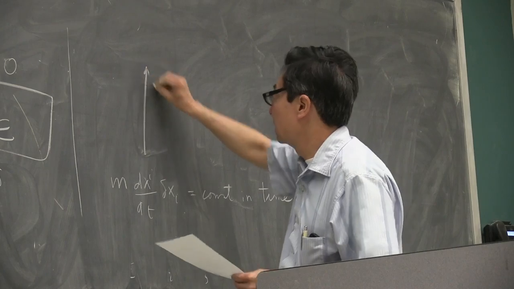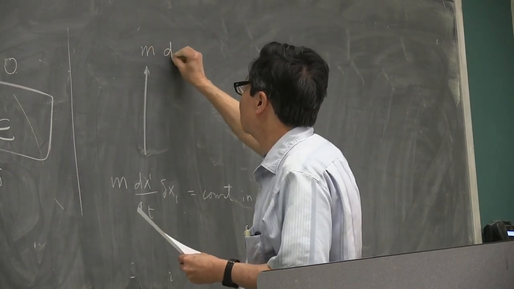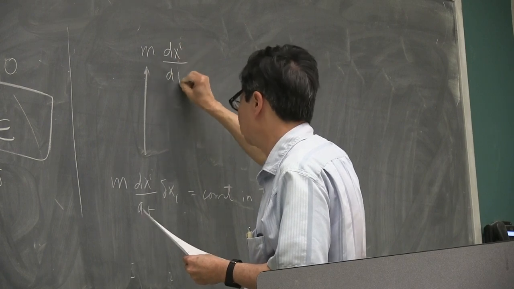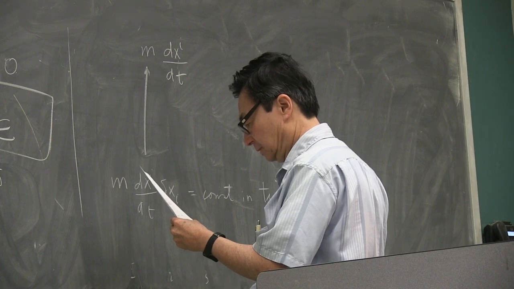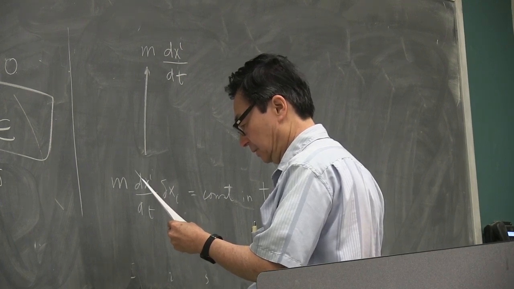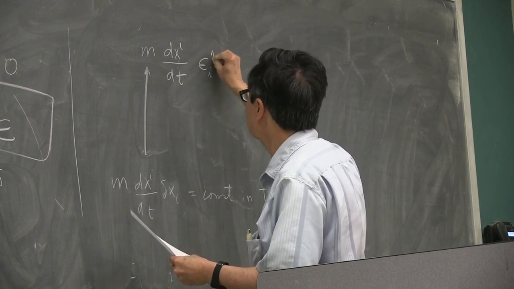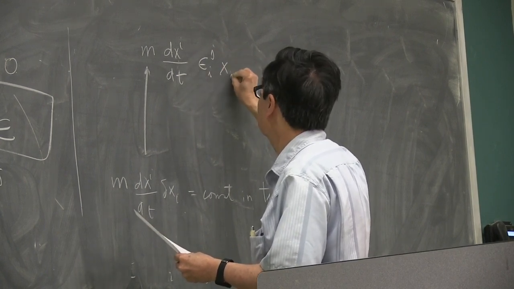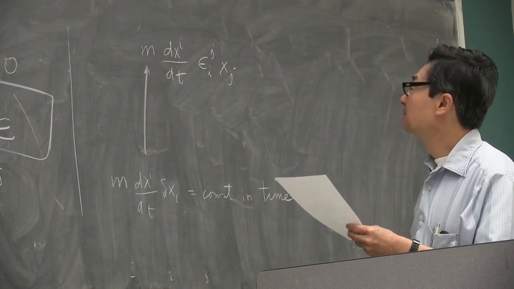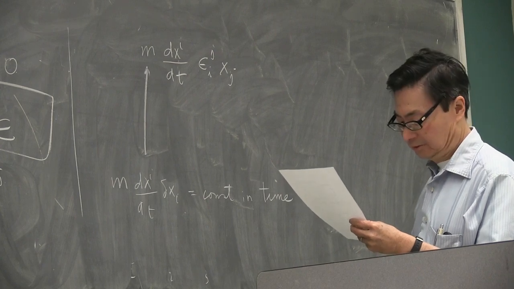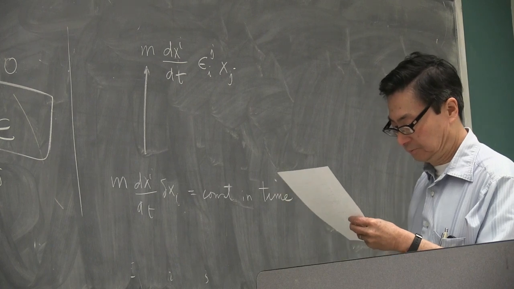So let me write this as m dxi/dt, delta xi. So delta xi, let me write this as epsilon_ij xj. Is that okay? That's delta xi, right?